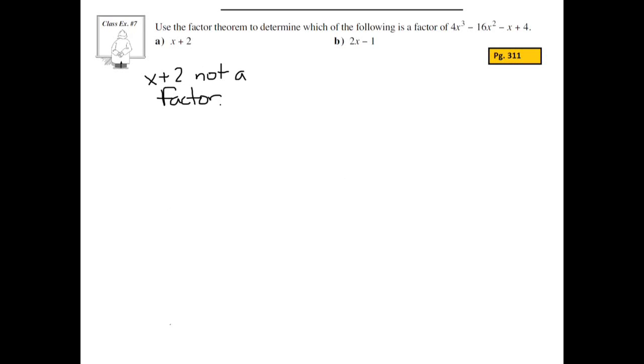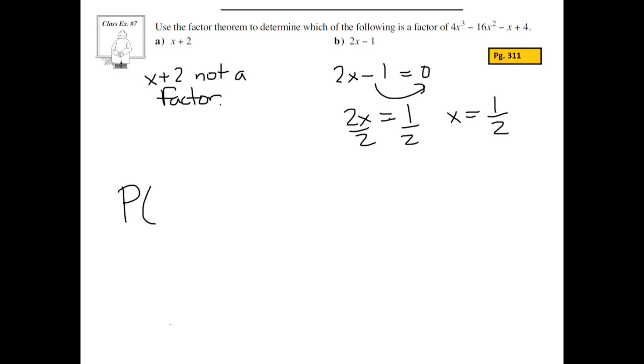Let's take a look at 2x minus 1. Well, if you set that equal to 0, we've got 2x minus 1 is equal to 0. Move that 1 over, so we've got 2x is equal to 1. Divide that by 2 and divide that by 2, so we know that x is equal to 1/2, and this is what we're going to substitute in.